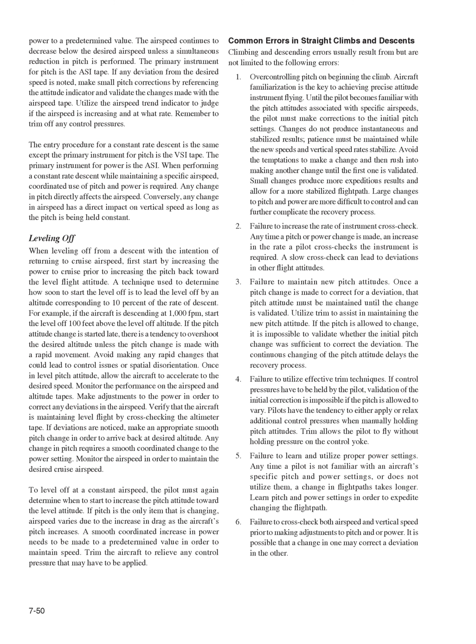Avoid making any rapid changes that could lead to control issues or spatial disorientation. Once in level pitch attitude, allow the aircraft to accelerate to the desired speed. Monitor the performance on the airspeed and altitude tapes. Make adjustments to the power in order to correct any deviations in the airspeed. Verify that the aircraft is maintaining level flight by cross-checking the altimeter tape.